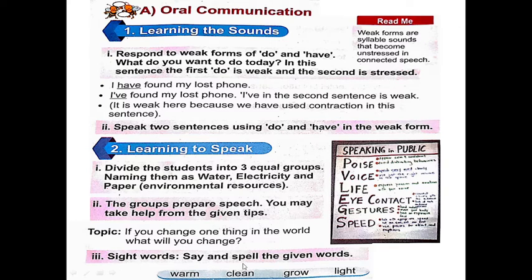Sight words. Say and spell the given words. Warm, clean, grow, light. Warm, clean, grow, light.